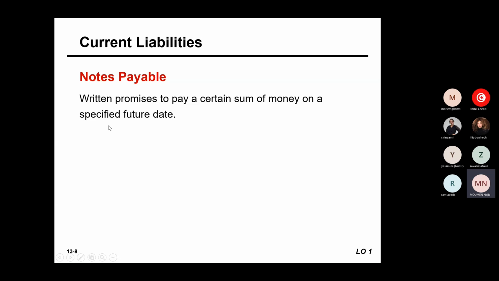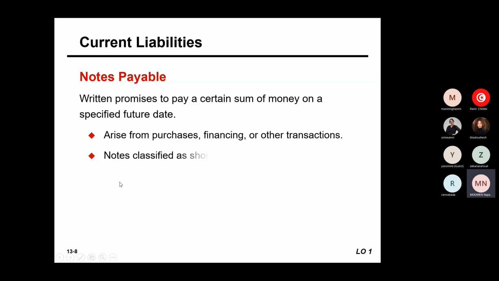Okay, so here in Tunisia we talk about the lettre de change, meaning the bill of exchange. So notes payable are an example of the lettre de change. We can issue notes payable when we purchase, or when we require financing from banks or other institutions, or in any other transactions.